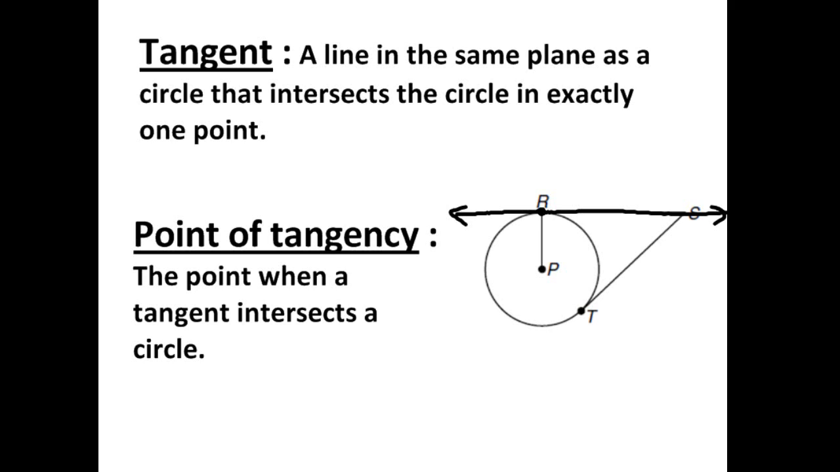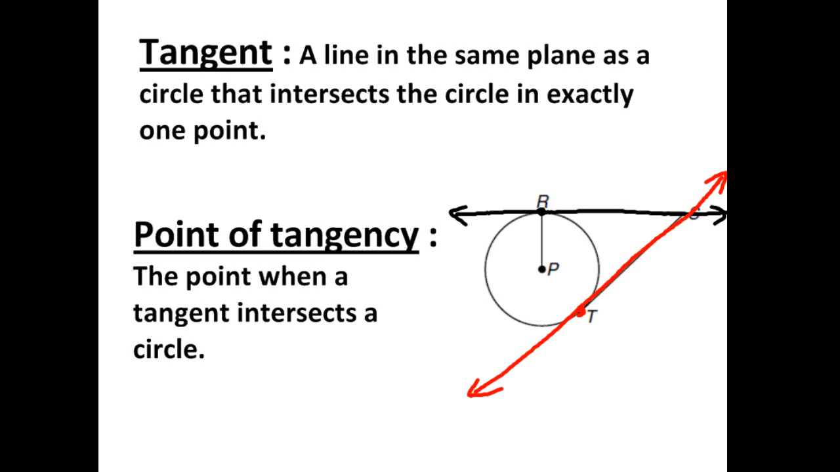There is a second tangent to the circle. It is line ST. If I would take ST and extend it out, it only hits that circle one time as well, down here at point T. So ST is also tangent to circle P.